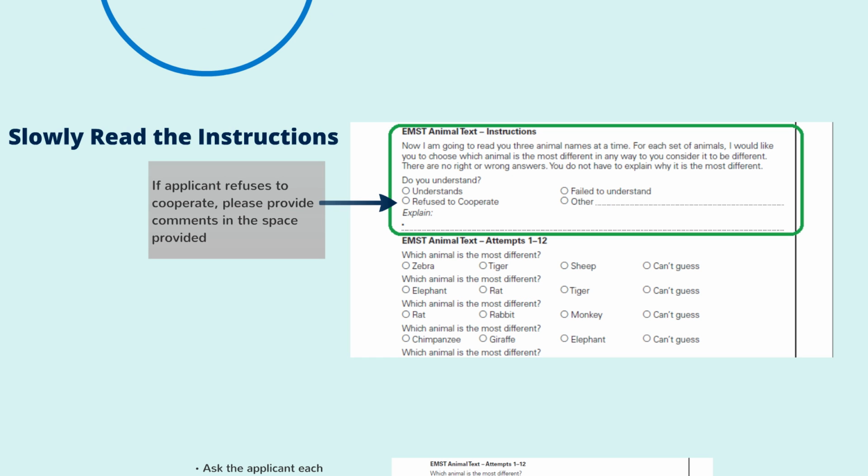You will read this aloud to the applicant. Now I am going to read you 3 animal names at a time. For each set of animals, I would like you to choose which animal is the most different in any way you consider it to be different. There are no right or wrong answers. You do not have to explain why it is the most different. You will ask the applicant if they understand, and again, record any reason there was refusal to cooperate.